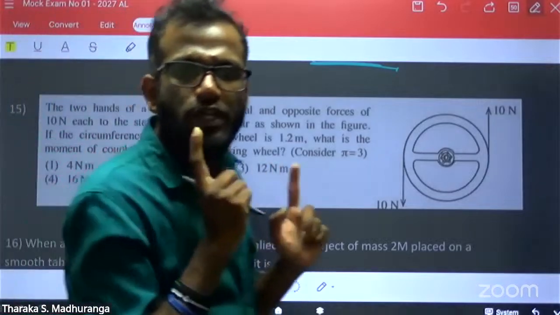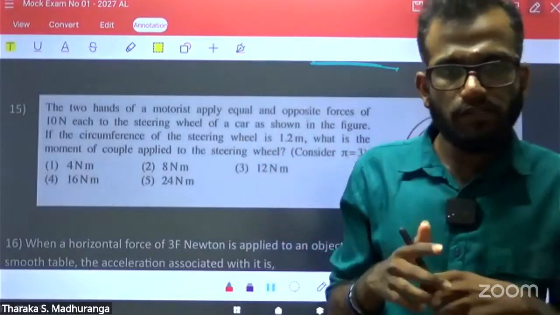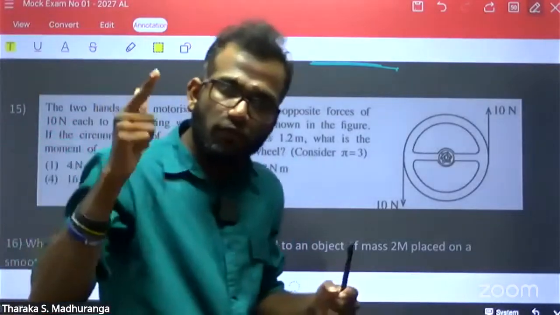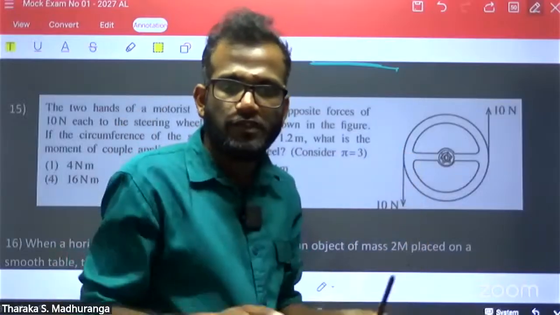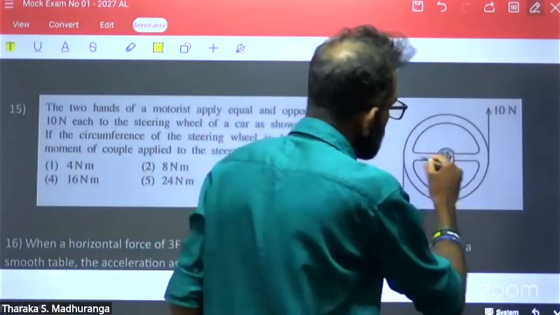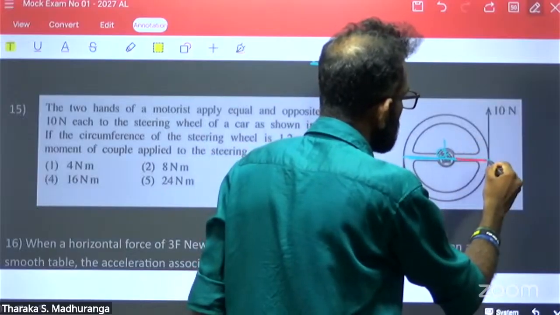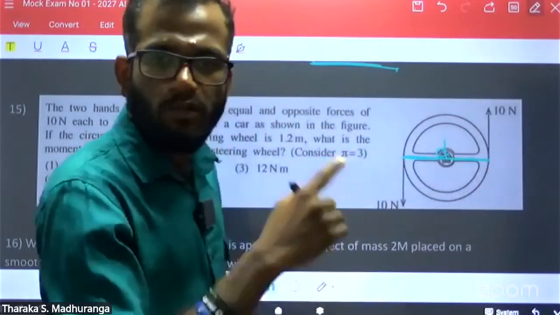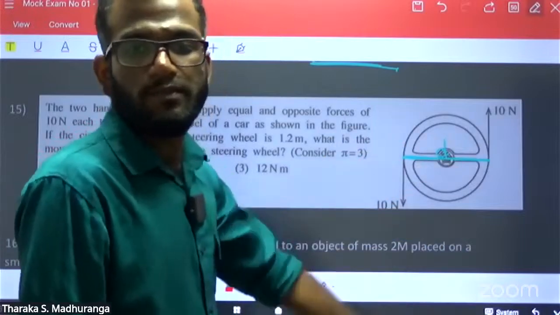Okay, how do we get the moment of couple? We already discussed this in the tutorial class last day. It is one force value multiplied by the perpendicular distance between the two forces. If you find this distance D, the question is easy, no? The moment is 10 into D, 10D, is the answer. But we don't know the D.